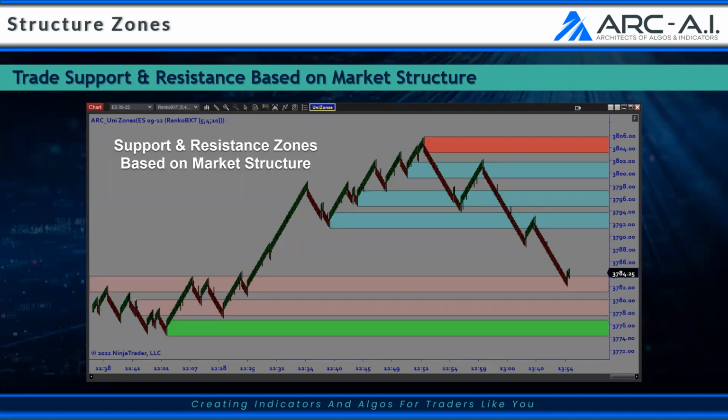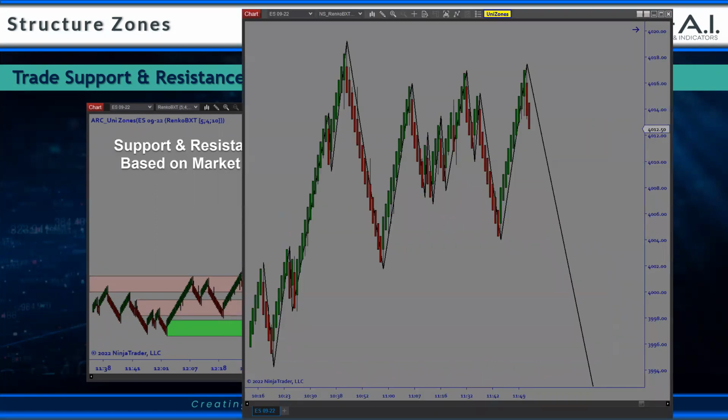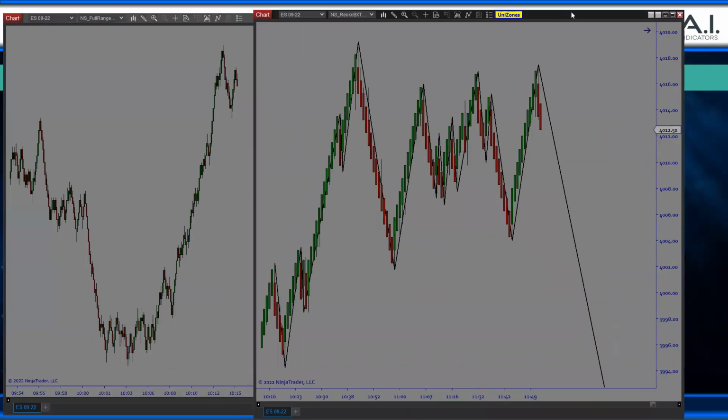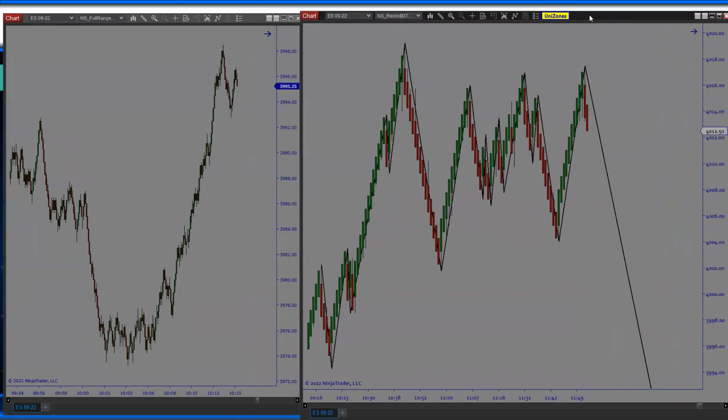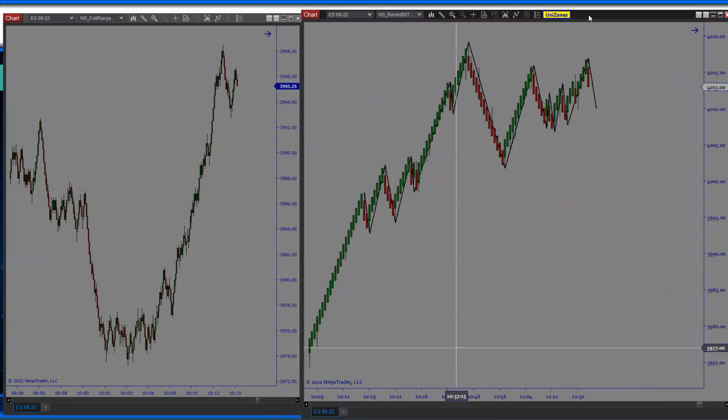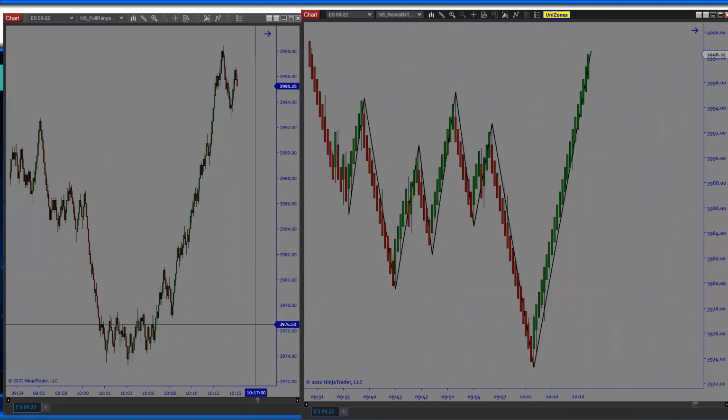So with that, we're going to go right to the charts. We're not going to waste any time. We're going to make the most of our time together here. And we're going to go in and take a look at the charts, and we're going to talk about market structure. So who here can tell me what market structure is?